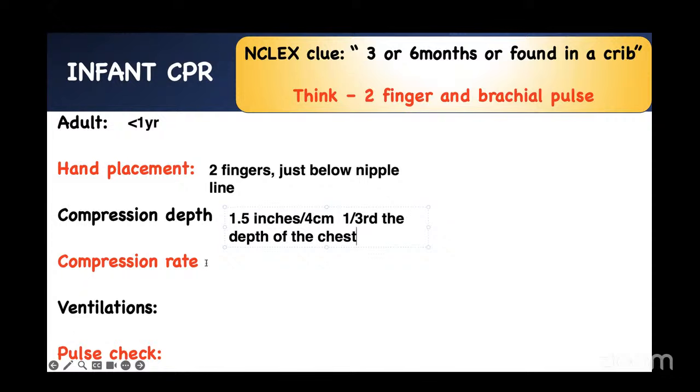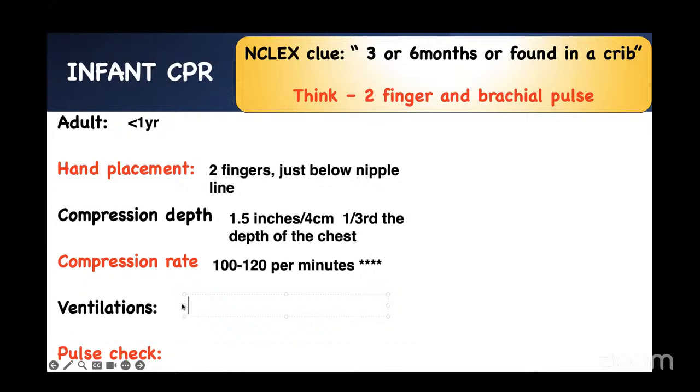Now, the compression rate doesn't change, okay? It's the same. Everybody gets 100 to 120 per minute. So pay attention. That doesn't change. I'm putting a star there. It does not change. Where do they trap people is the ventilation. I told you, when you're pushing on somebody's chest, you've got to give them oxygen. But for this situation, it changes.